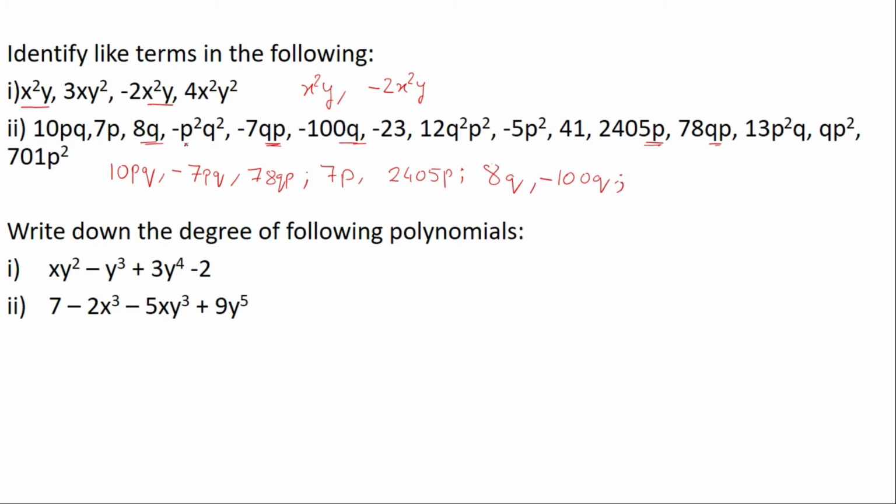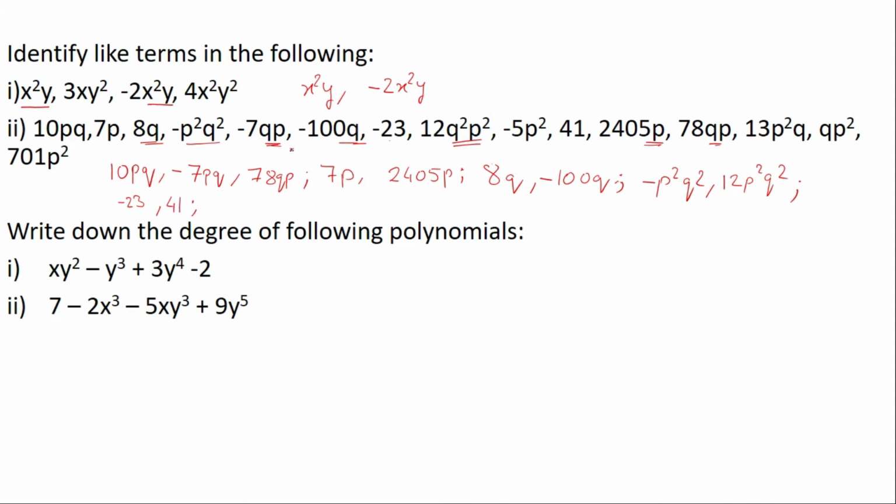Next we will go for p square and q square. Minus p square and q square. So let us search any terms is there having same p square or q square. Here is q square p square. It is same. So we can write here 12 p square q square. Now next is, these are the numerals only, so we will write it also minus 23, 41.